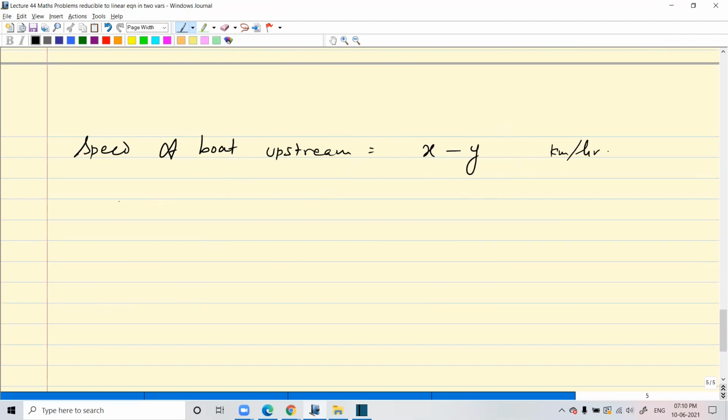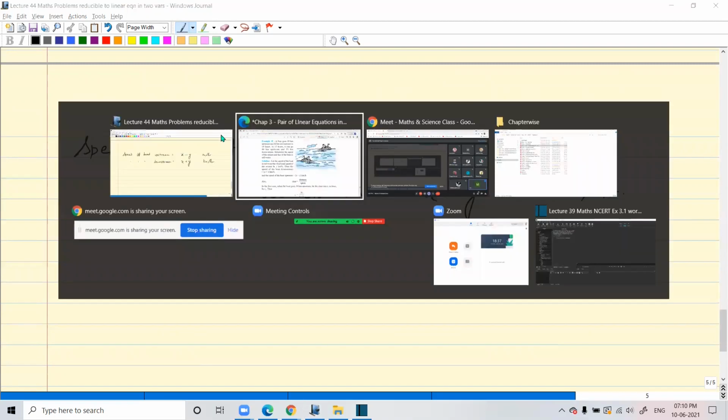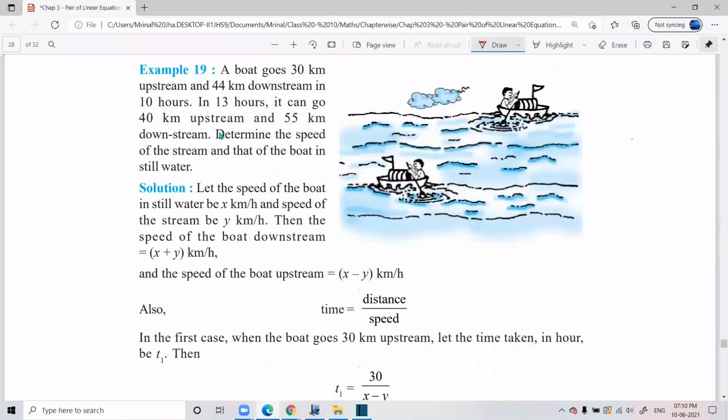And while we are going downstream, it will become x plus y kilometer per hour. So we know the speed now, the speed of the boat while going up and while going down also. And we know one more thing. We know the distance, how much distance it went up, how much distance it came down in the first stage.